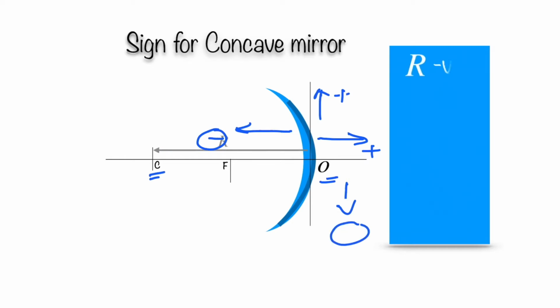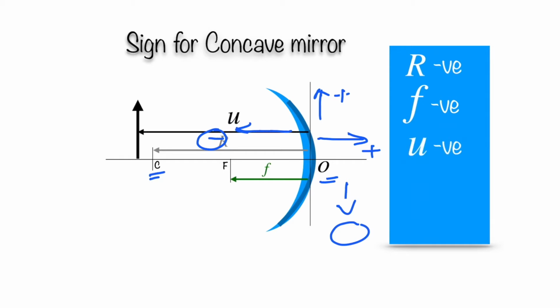So the distance of C, which is the radius of curvature, is negative. Distance of F, the focal point from O, again negative. And the distance of an object, which is again on the left side, is negative. And the image distance, if the image is on the left side, is negative. If the image is on the right side, it's measured as positive.